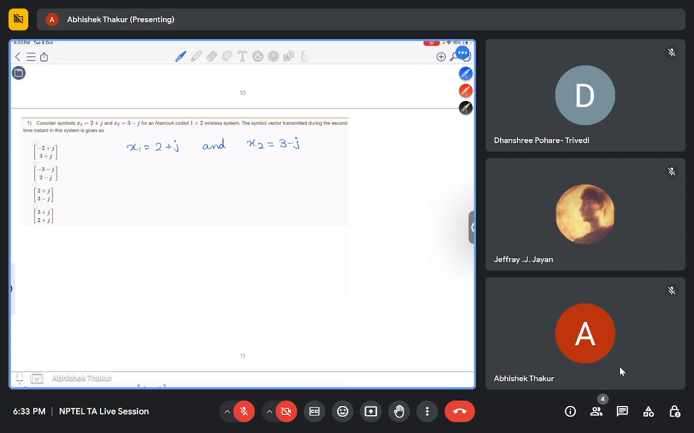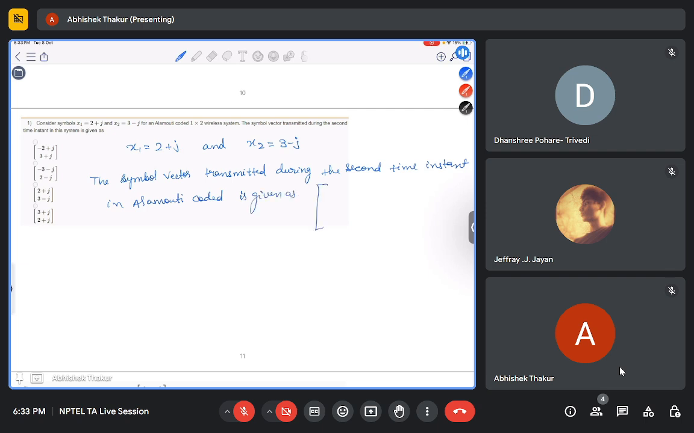So the symbol x1 is given as 2 plus j and symbol x2 is given as 3 minus j. The symbol vector transmitted during the second time instant in Alamouti coded system is given as.